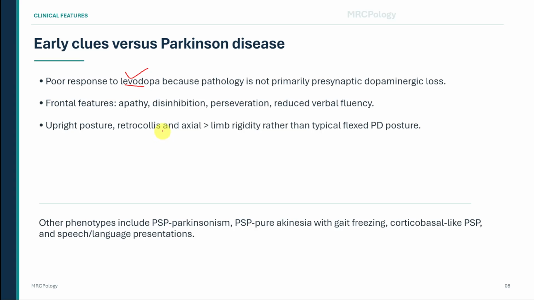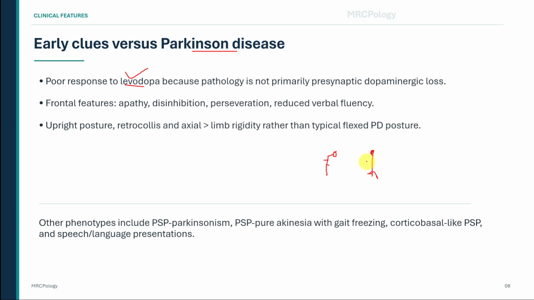In Parkinson disease, eye movements are usually preserved until late. In PSP, vertical saccades become slow, and vertical gaze palsy develops, especially downgaze palsy. That is one of the strongest differentiating clues. In Parkinson disease, posture is classically flexed. The patient may have stooped posture, reduced arm swing, and shuffling gait. In PSP, posture may be upright, stiff, and extended, with axial rigidity and sometimes retrocollis.